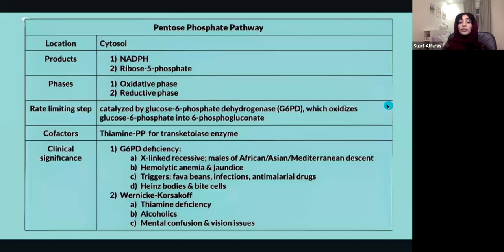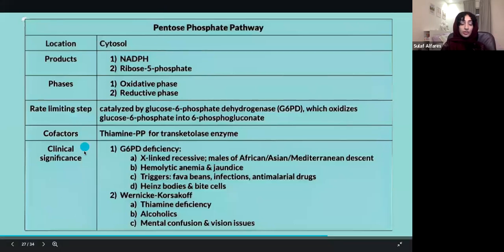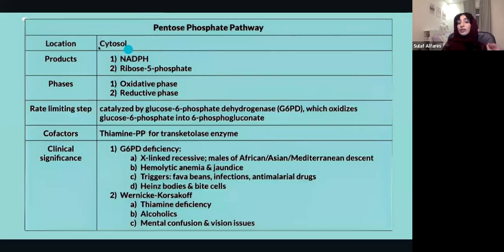Summary. Okay, let's just go over it one more time. The pentose phosphate pathway happens in the cytosol of almost all cells. The two main products are, one, NADPH, which is important for three things: biosynthesis of many different things, the respiratory burst, which is basically the bactericidal activity that kills the bacteria, and finally, reducing glutathione, an antioxidant that neutralizes reactive oxygen species.